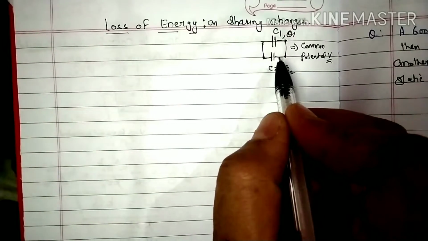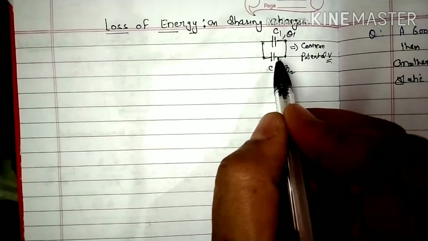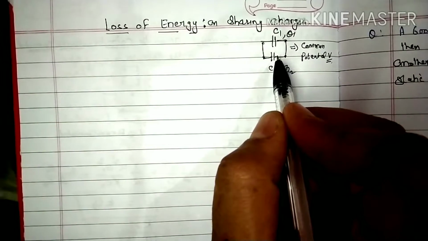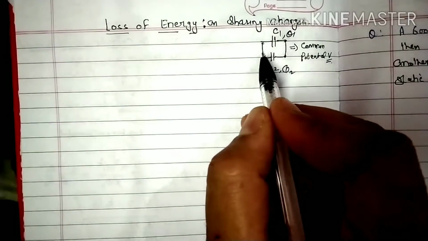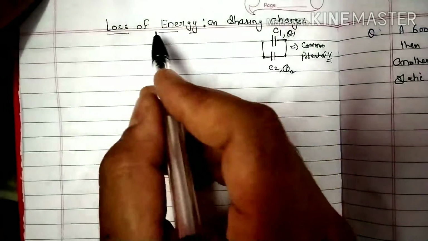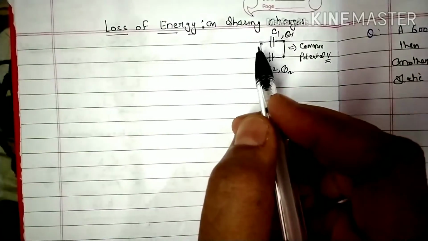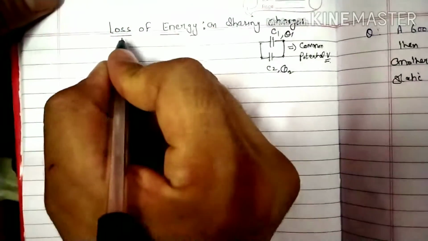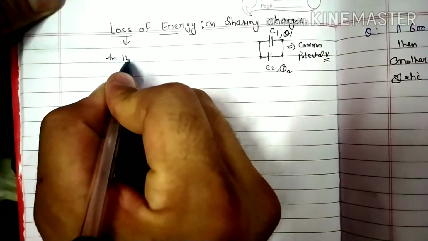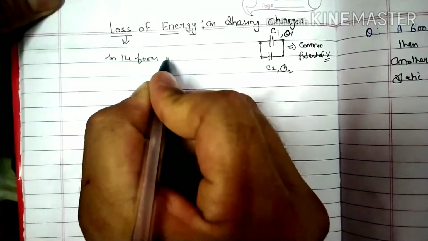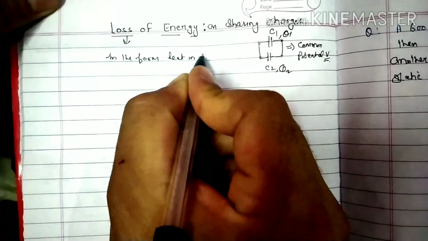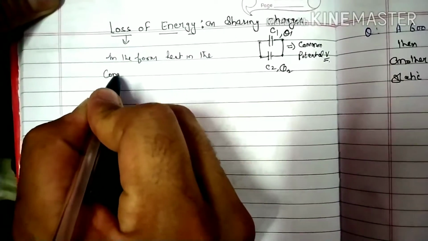When charge moves with respect to time, there is production of current, and current has a heating effect. Due to that there is loss of energy. So that loss of energy we are now going to calculate, the loss of energy in the form of heat in the connecting wires.